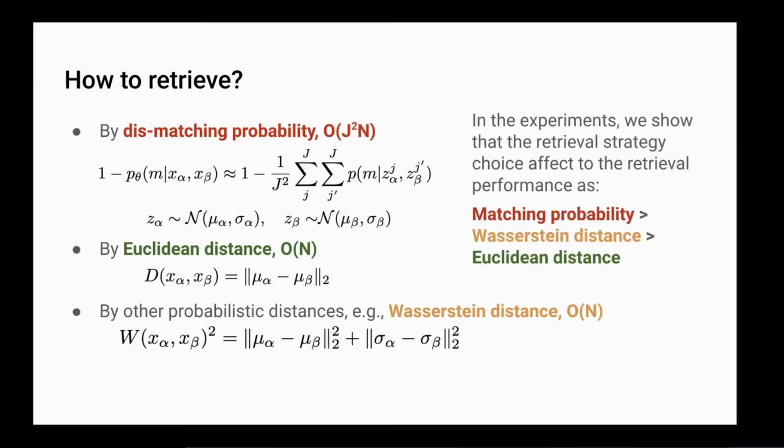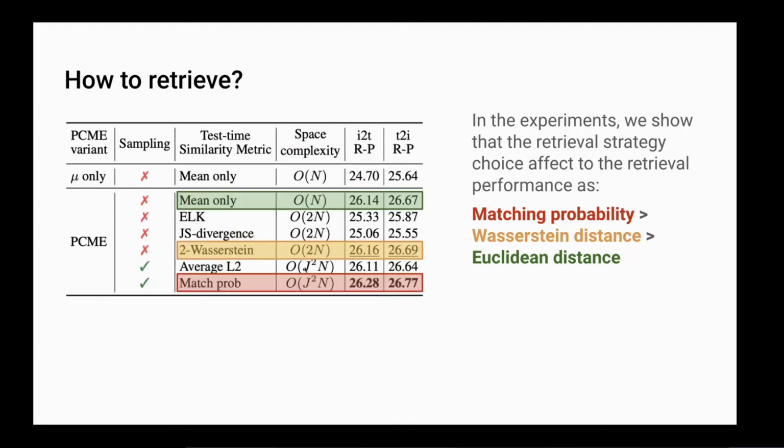And very interestingly, our experiments show that the different retrieval strategies give different retrieval performances. The matching probability is the best, Wasserstein is next, and Euclidean distance is the worst. But it still has good performance as well. So you may think the performance gap between these different methods is very small.